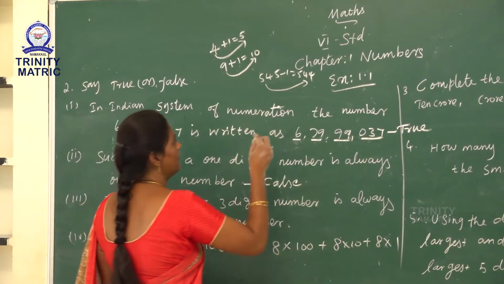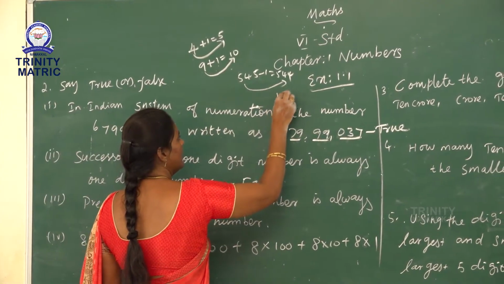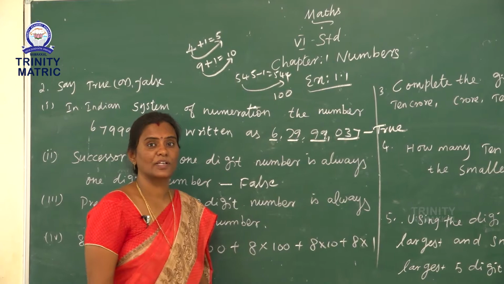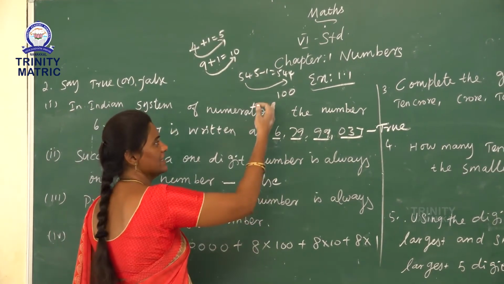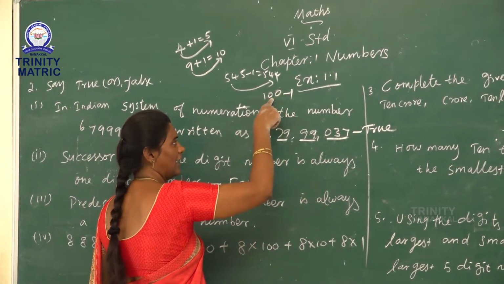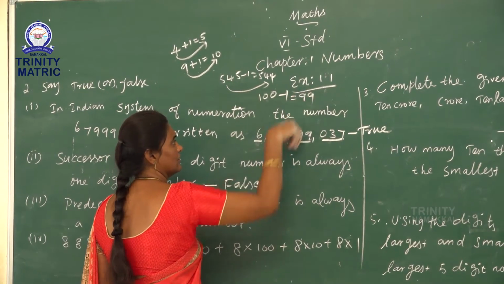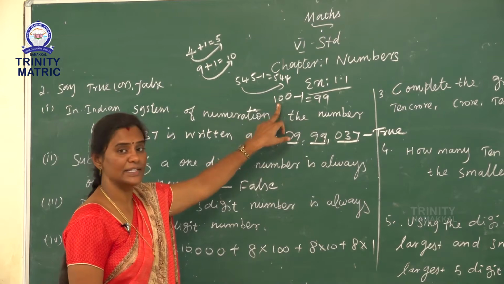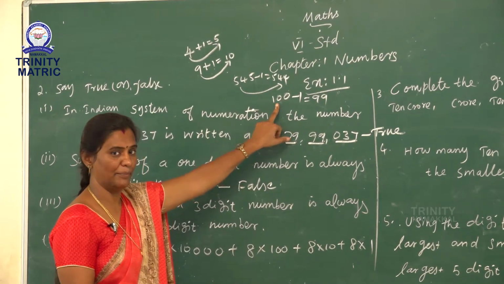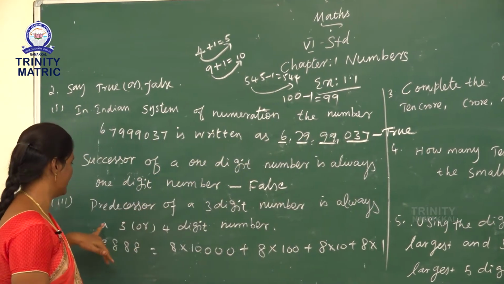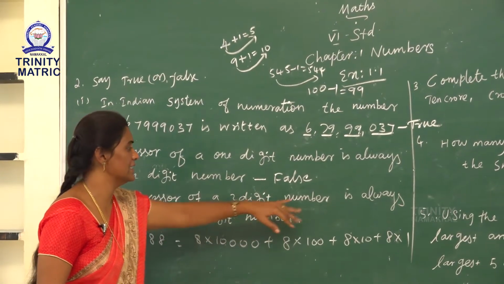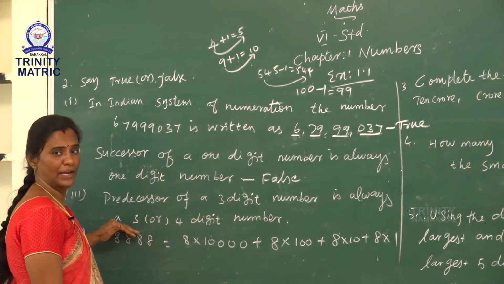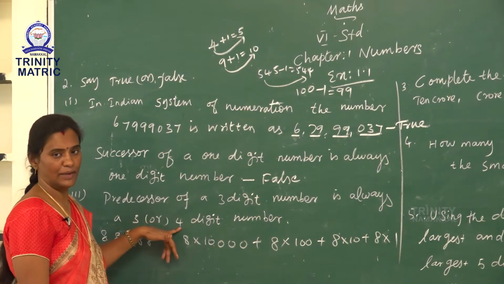See one more example. Here 100 is a 3-digit number. What is the predecessor? So, we subtract 1 from 100, we get 99. See, here the predecessor of 3-digit number may be a 2-digit number. But in this statement, what is given? The predecessor of 3-digit number is always 3-digit number or 4-digit number.